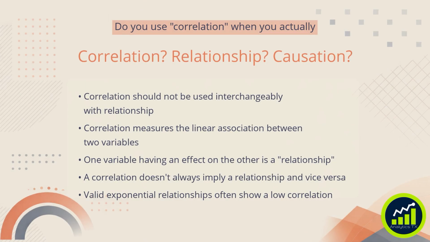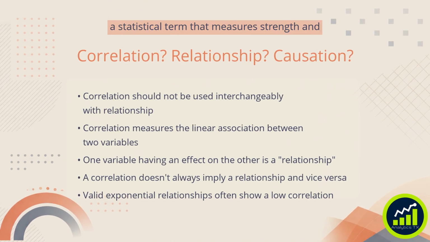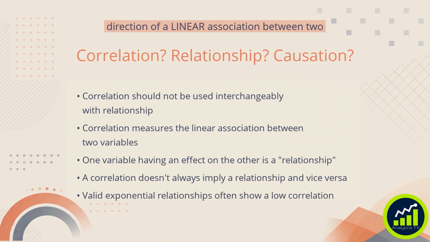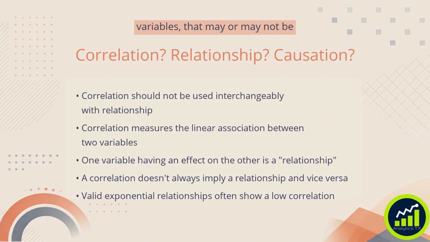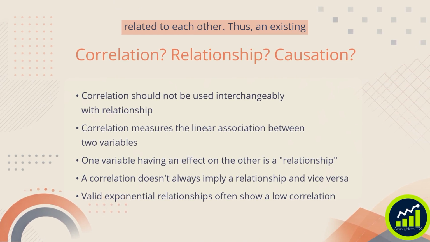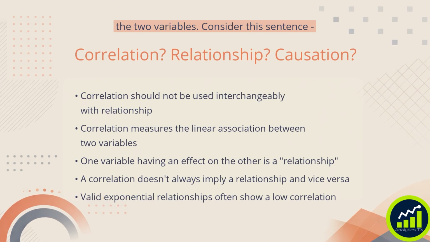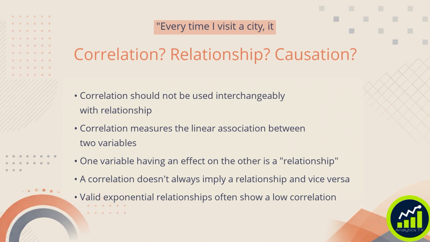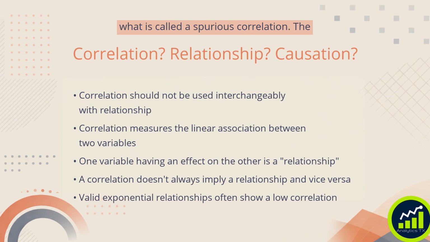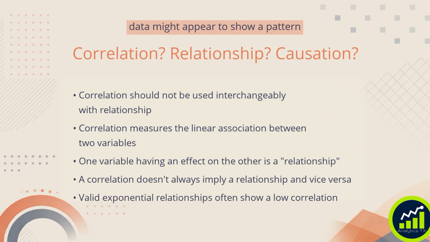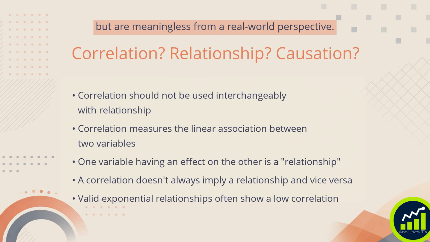Do you use correlation when you actually mean relationship between two variables? Correlation is a statistical term that measures strength and direction of a linear association between two variables that may or may not be related to each other. Thus, an existing correlation does not establish a relationship between the two variables. Consider this sentence. Every time I visit a city, it rains there. This type of association creates what is called a spurious correlation. The data might appear to show a pattern, but are meaningless from a real-world perspective.